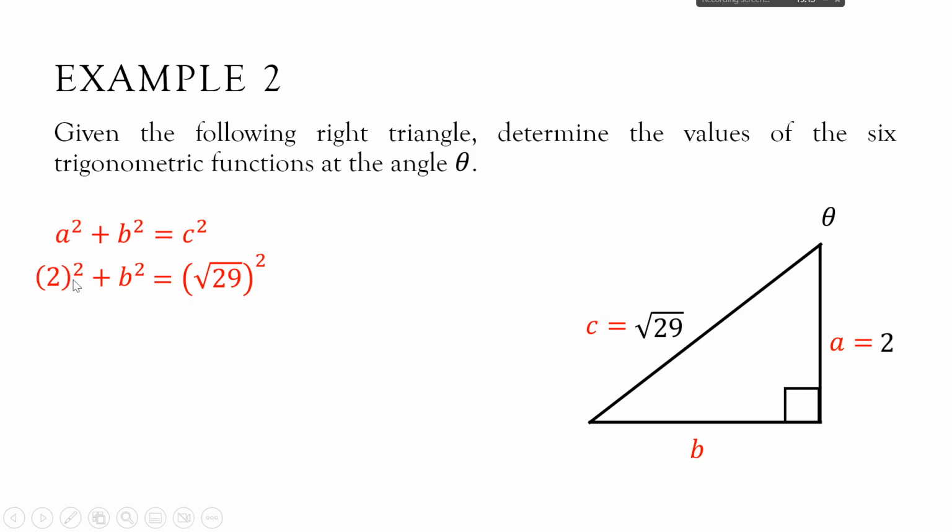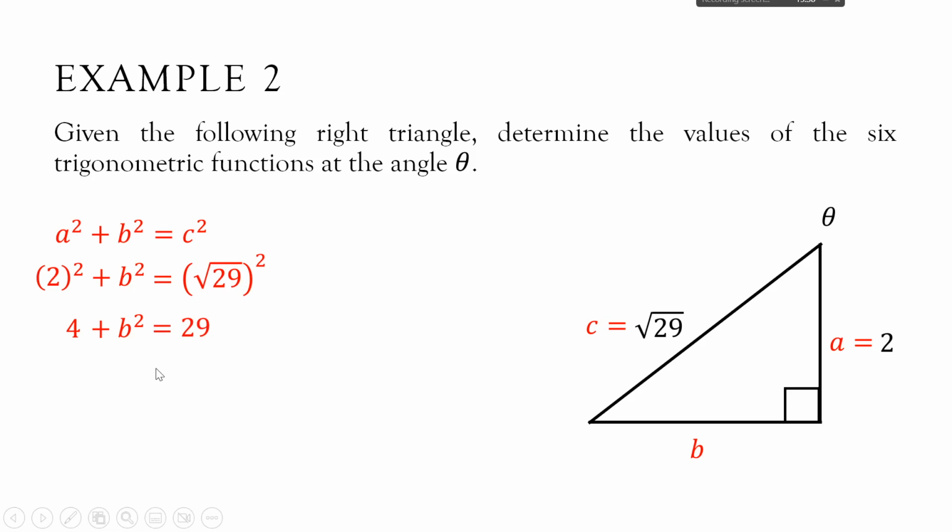Starting on the left, 2 squared. 2 squared is 2 times 2. I get 4. Plus B squared. I can't really do anything with that B squared yet. And on the right, how do I clean this up? Well, remember, a square root and a square are opposite operations, just like how plus and minus are opposite, multiply and divide are opposite. So using that idea, if I square a square root, we can think that they cancel each other out, leaving me with whatever was inside, 29. So I have 4 plus B squared is equal to 29.